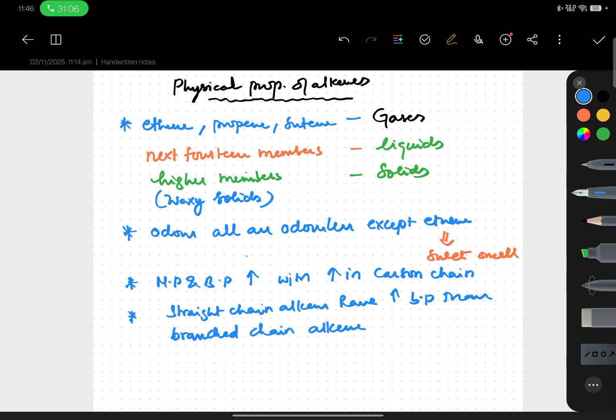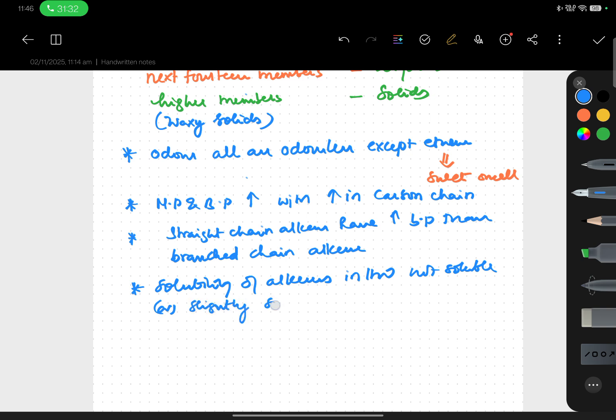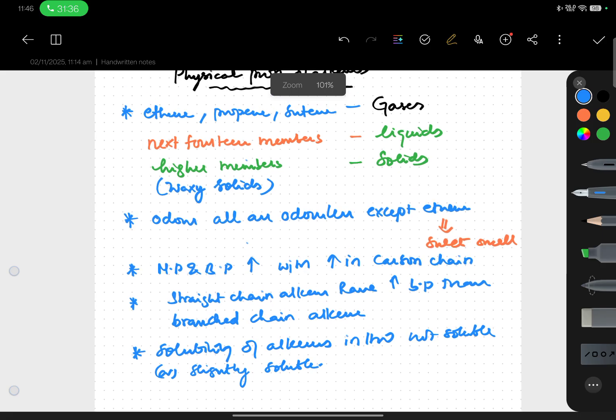Copied, amma? Can I move forward? Yes, sir. And the last property would be solubility of alkenes in water. They are either not soluble or slightly soluble.